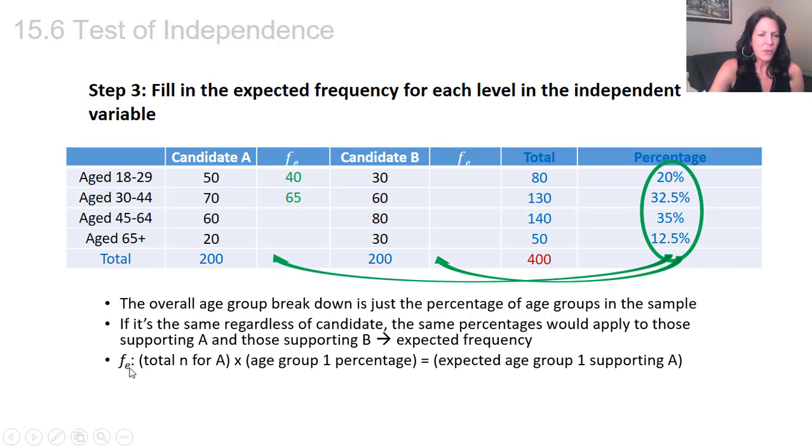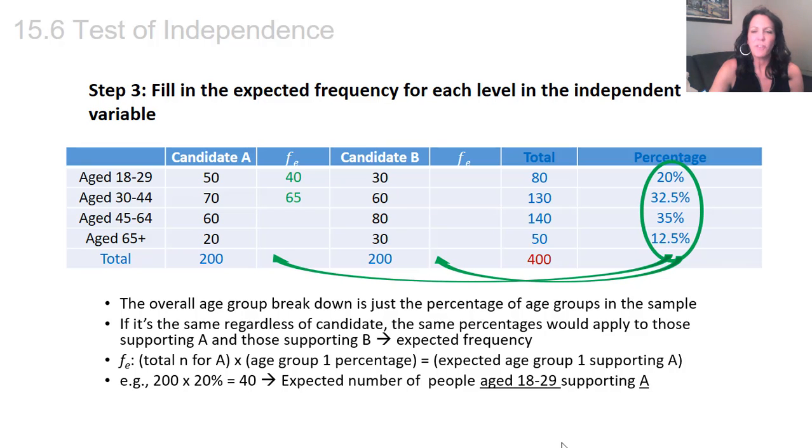So the frequency expected is the total N for A times the age group 1 percentage. We just did that. And that equals the expected age group 1 supporting A. That might be a lot of words. All right. And we've already talked about that.